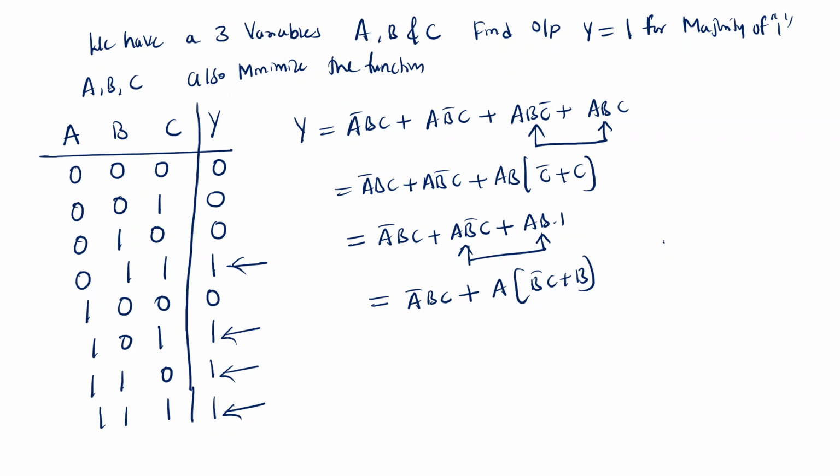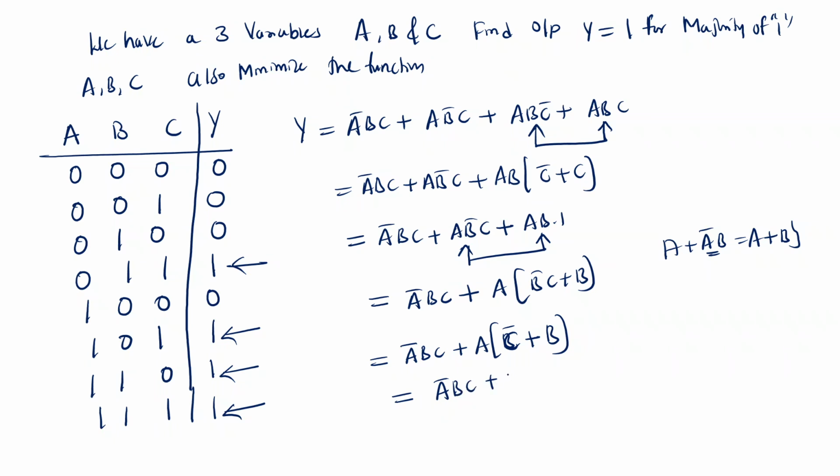So you know this absorption law: a plus a bar b equal to what? a plus b. So here this is redundant. So this is nothing but a bar bc plus a, and next b bar is redundant, so here you are getting c plus b. And here, if you write, a bar bc plus b plus c, ac plus bc, ac plus ab.